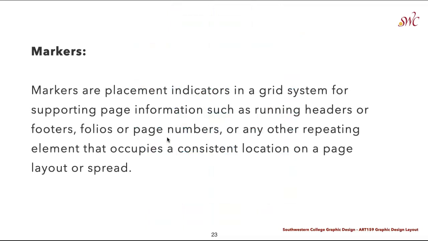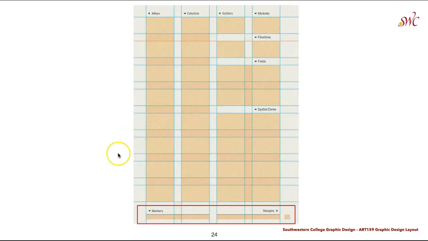We also have markers. Markers are going to be placement indicators in a grid system for supporting page information, such as running headers or running footers, folios or page numbers, or any other repeating element that occupies a consistent location on a page, layout, or a spread. So here you can see within the margin, we have this marker. And again, this is intended to live from spread to page to page. So think, for example, a magazine that might have some sort of navigation in that magazine telling you what page number you're on, what the magazine title is, what the actual article that you are reading within that magazine is.